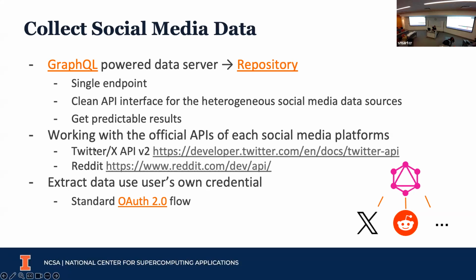And we try to work with the official APIs. So we try to behave. We don't do data crawling or scraping or those kinds of things. And next, we try to follow the standard OAuth 2 flow to let users get data using their own credentials. If you're curious about OAuth 2, you can click this link.